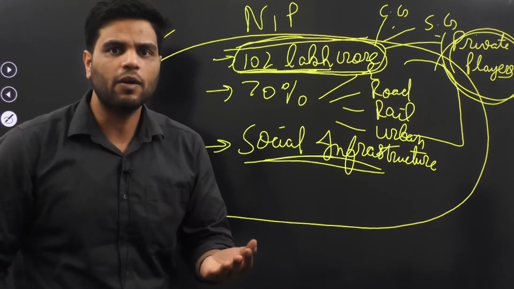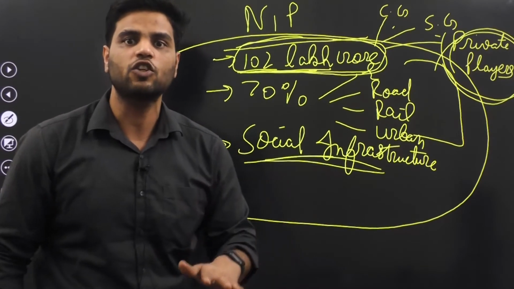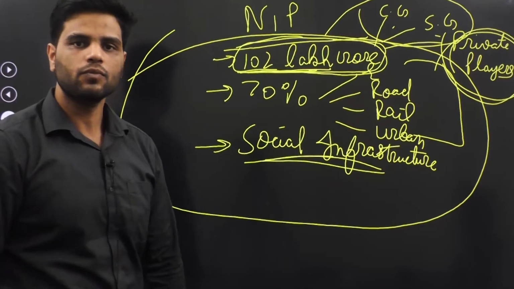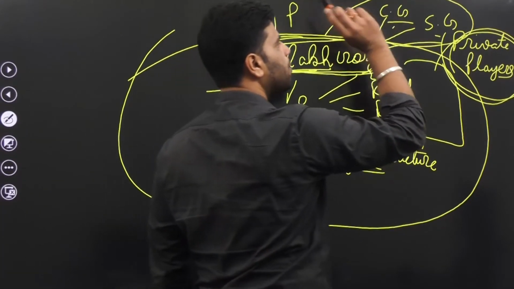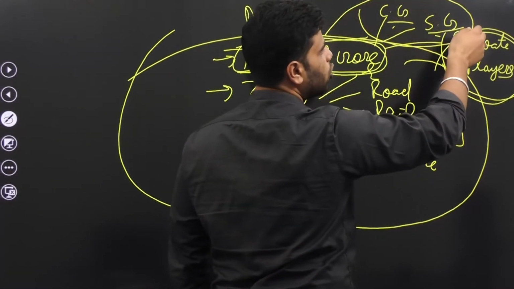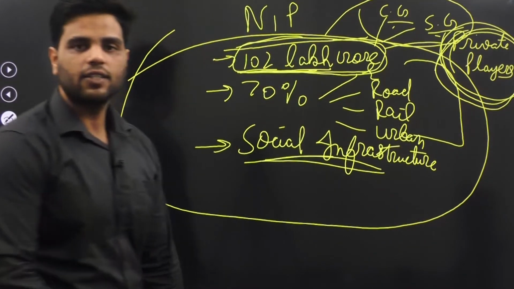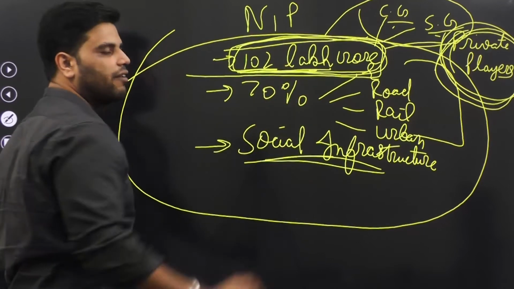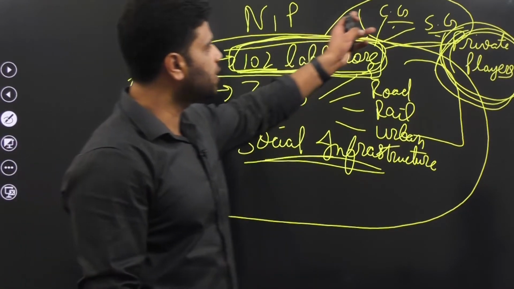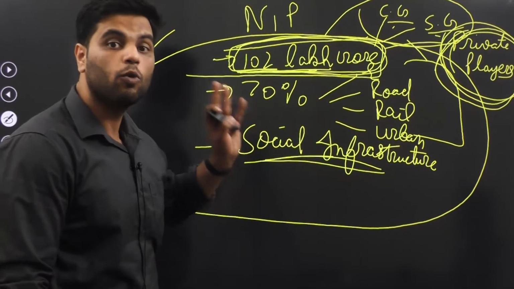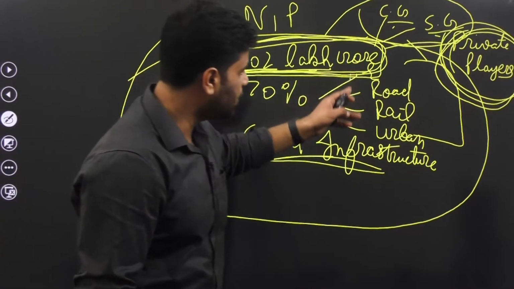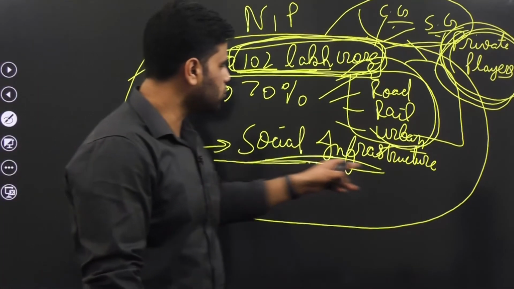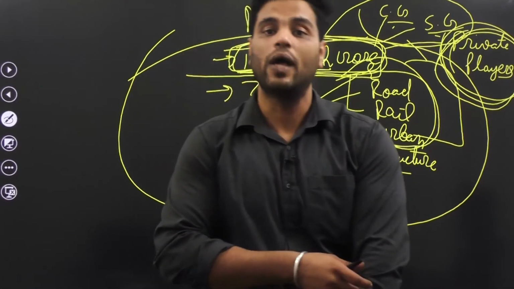So to assure private players that you will earn money out of these infrastructure projects, government is also putting in some of its own money, right? So central government would invest some amount, state government would invest some amount, and dominant chunk would come from private players. All right. So this 102 lakh crore over a 5-year horizon would come from these three players. Most of the projects would be from these 4 sectors, and focus would be on social infrastructure as well. All right.